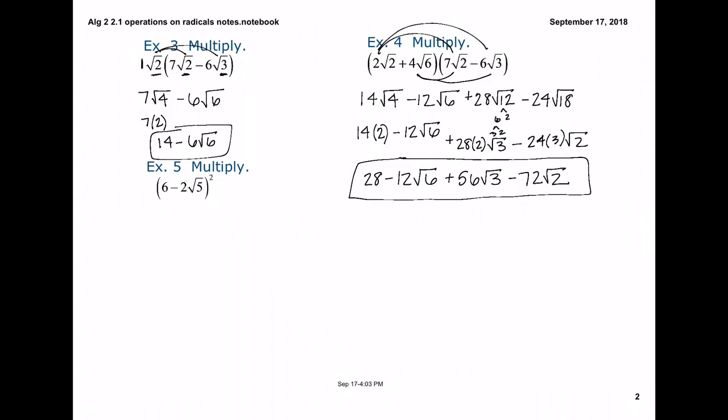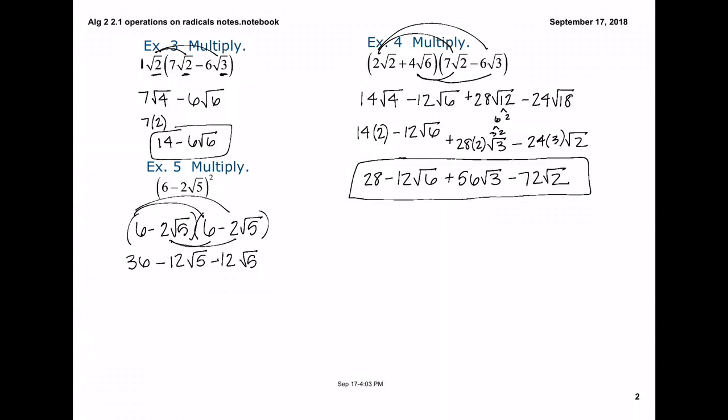Example number 5, it's extremely important when we have something squared that we write that out 2 times in order to not lose our center terms when we distribute. 6 times 6 gives us 36. 6 times negative 2 root 5 gives us negative 12 roots of 5, and again, negative 12 roots of 5.